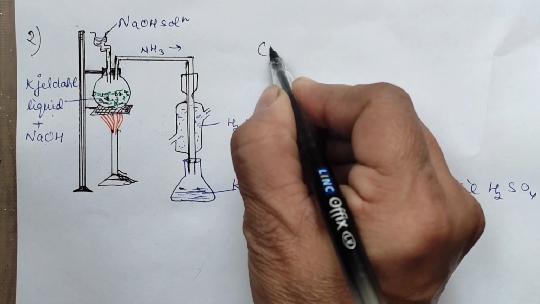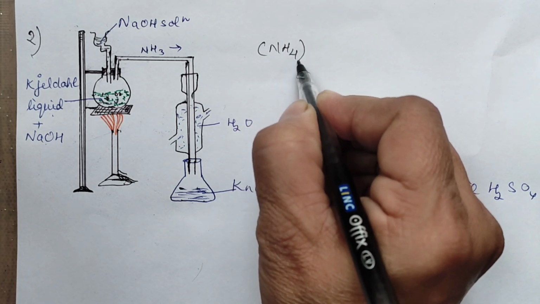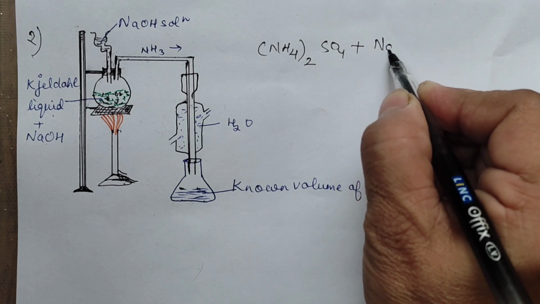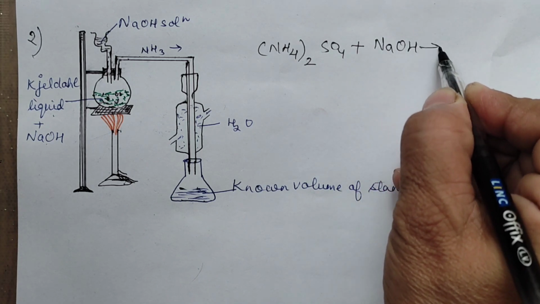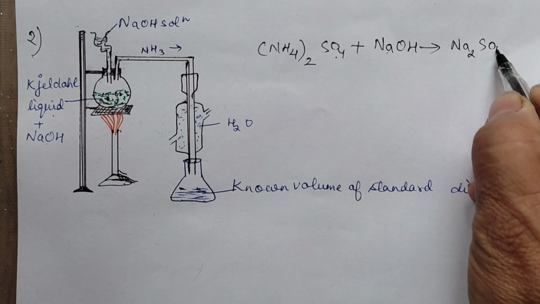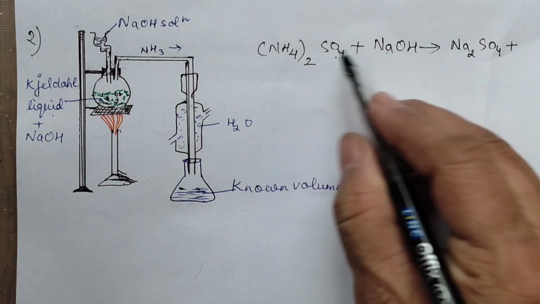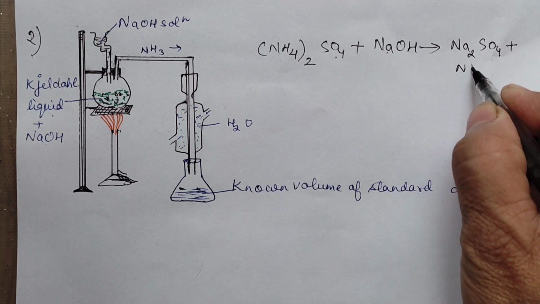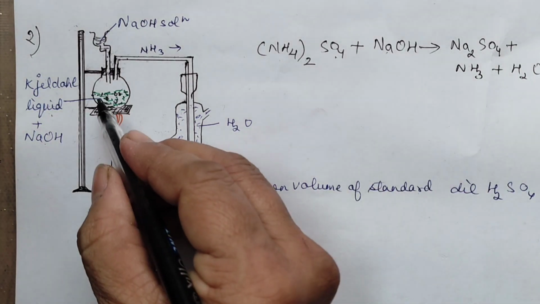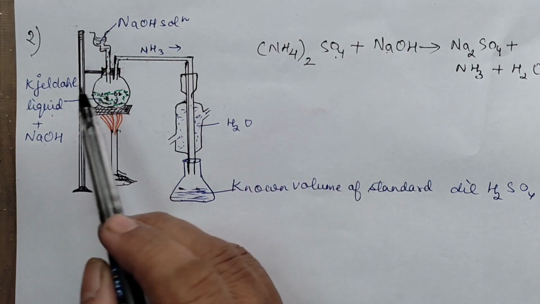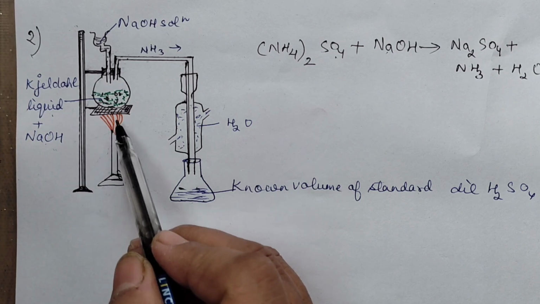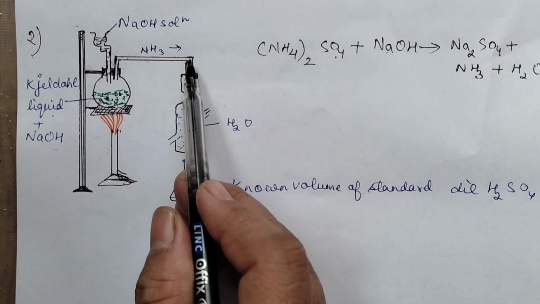You can just write that equation. It is ammonium sulfate. You are mixing with NaOH. So the two will react and just exchange is happening. You will have sodium sulfate and this is ammonia and OH, which will result in the formation of ammonia and water. So that means ammonia gas will be liberated from it. Kjeldahl liquid, when it is mixed with NaOH and heated, then ammonia will be liberated.